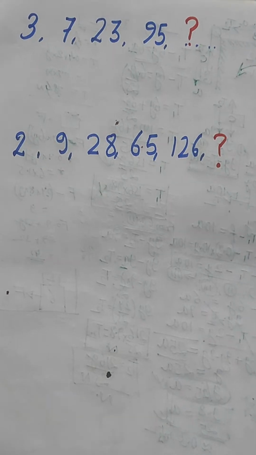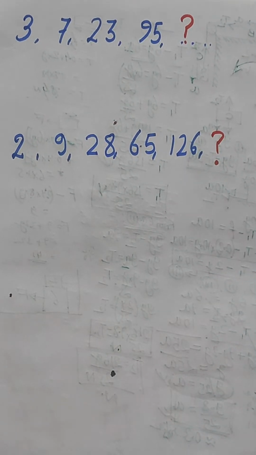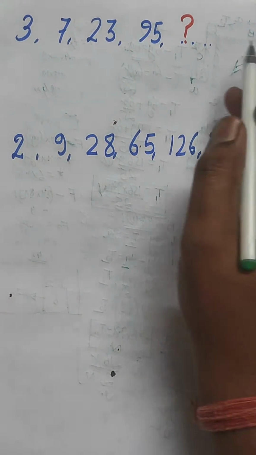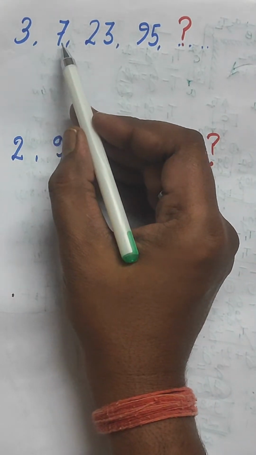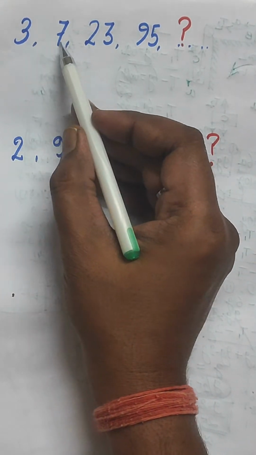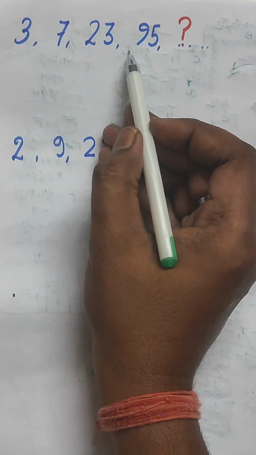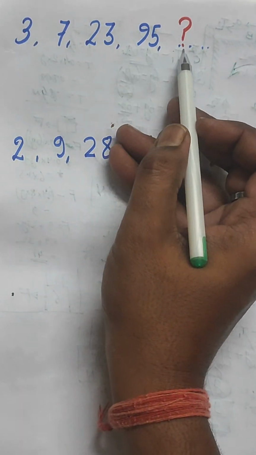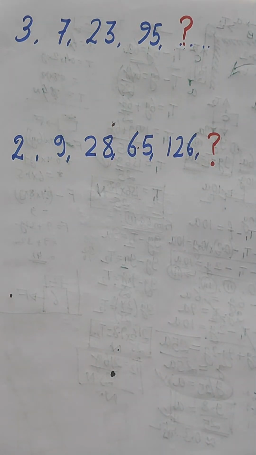Okay, we have the first question of the series. There is a series: the first term is 3, then 7, then 23, then 95. Then what will be the number in the fifth position? This is from the mental ability series 1.